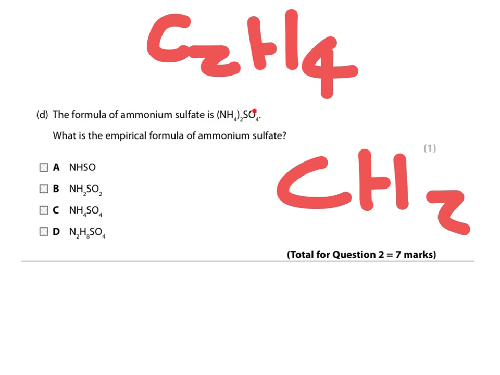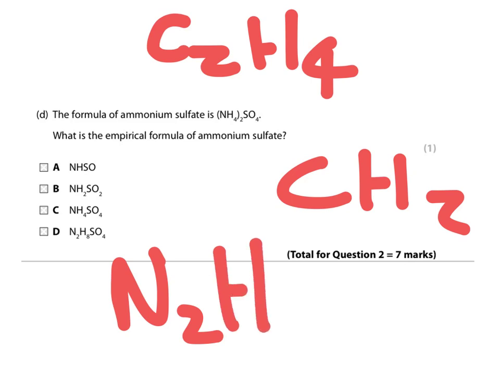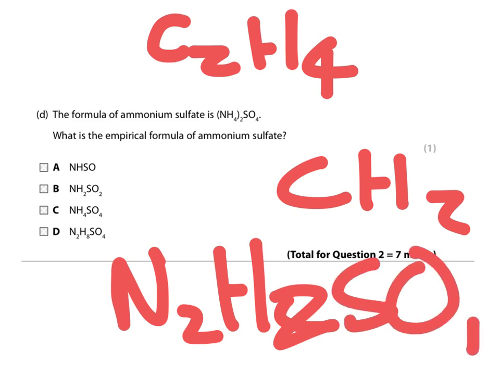So if we look at this, first we've got to expand the brackets and see how many nitrogens and hydrogens we've got. Because if you have a little 2 to the right hand side of something in brackets, you have to multiply everything in the brackets by that number. So let's expand the brackets. We get N1 times 2, so we've got N2, and then H4 but times 2, so 4 times 2 is 8, so we've got 8 H's, and then S, because that's not in the bracket, so we don't times it by anything, and then O4 again, same reason.